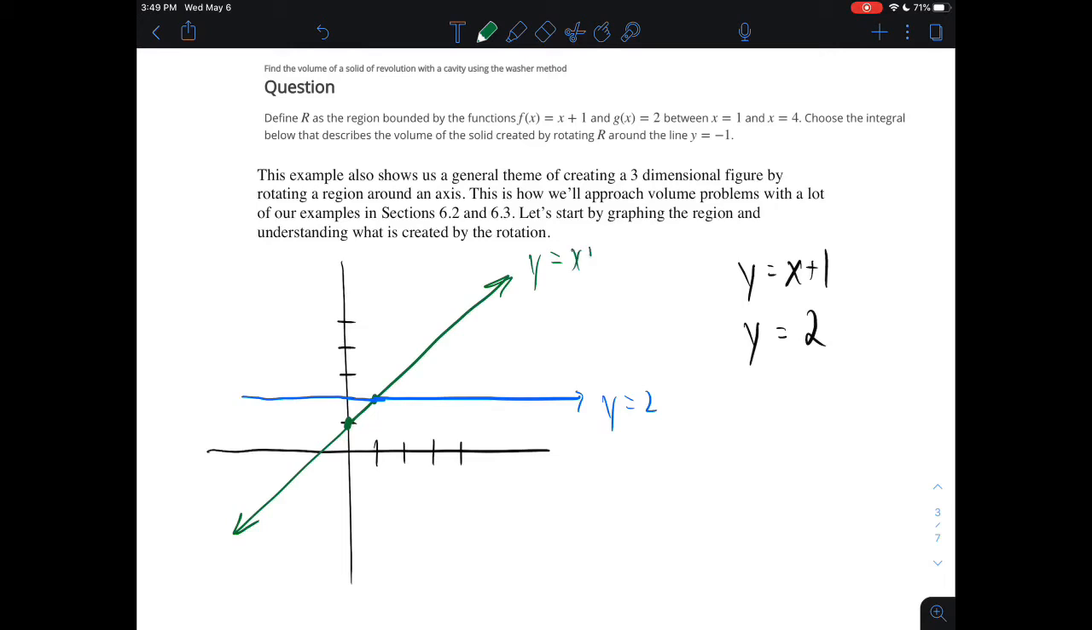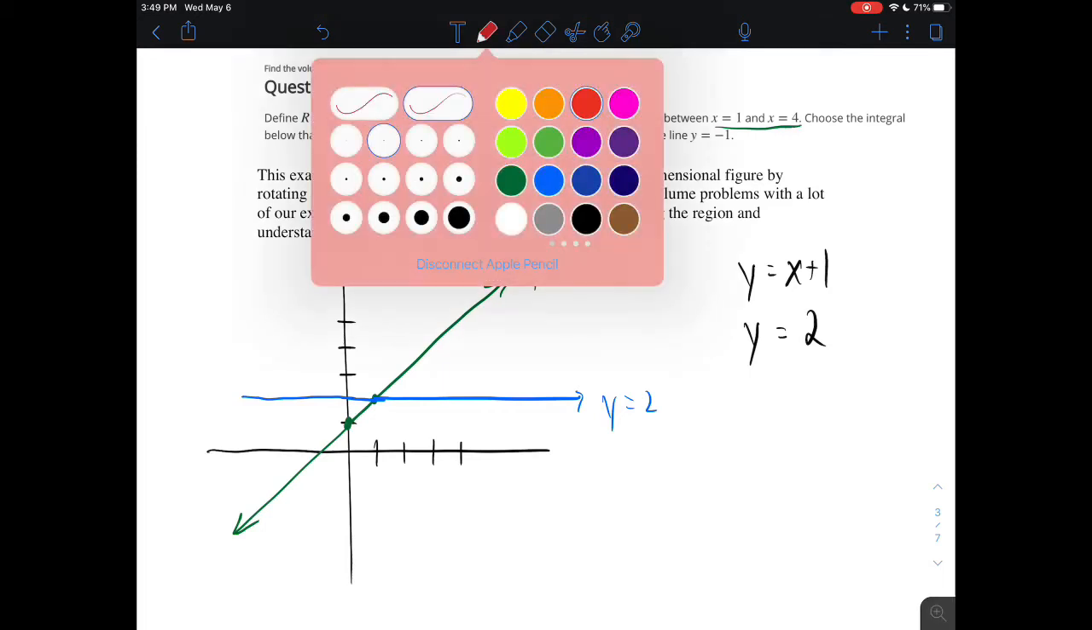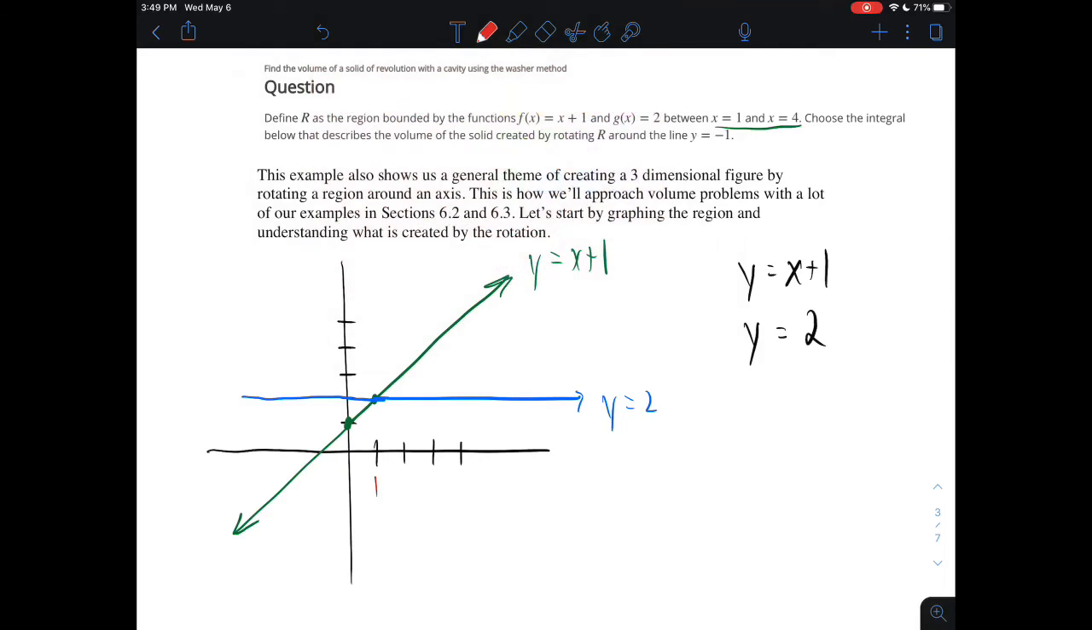And now I also want to focus on when they said we need this where x is between 1 and 4. So I'm going to focus on, here's x equal 1, there's x equal 4. So it's like I'm now seeing the region that's taking shape. It's this region here. That's the region R. All right, so now we've got our region R. It's bounded by the functions that we were given and the x values.